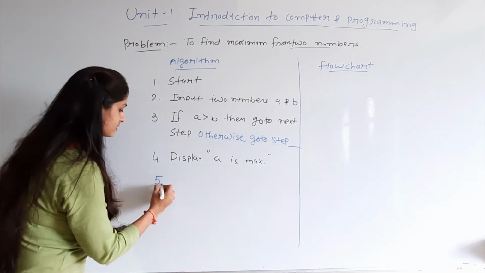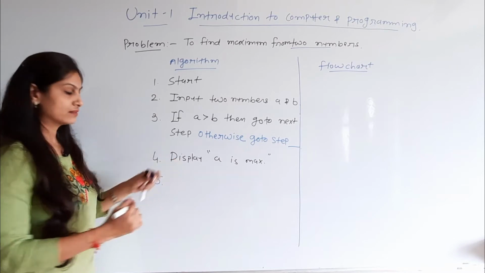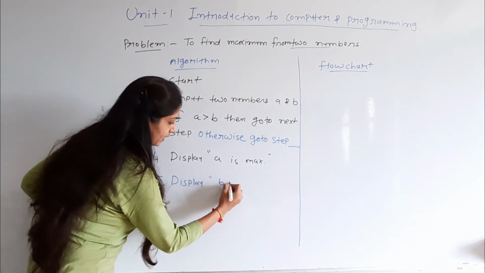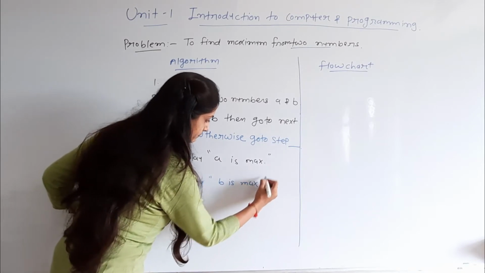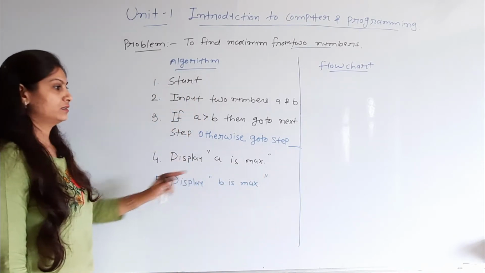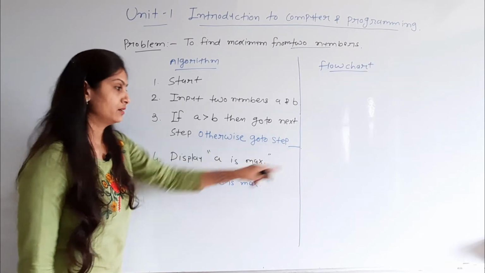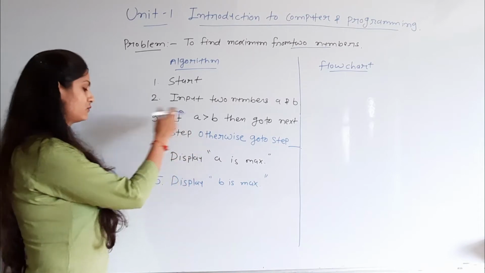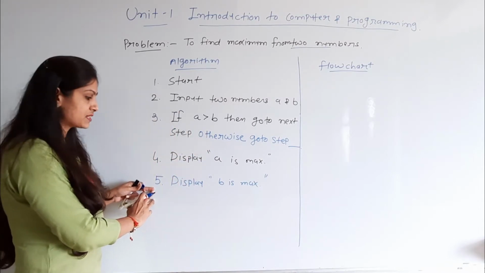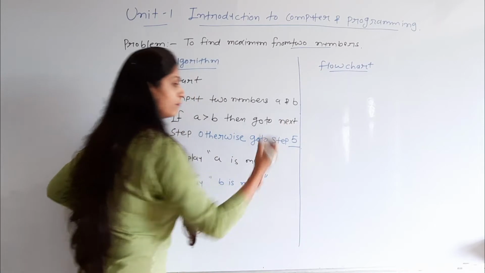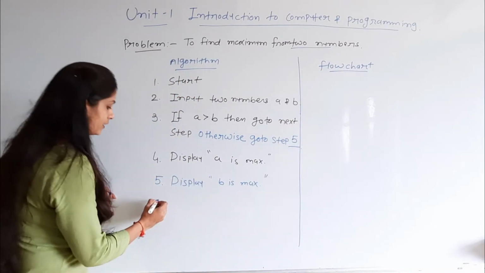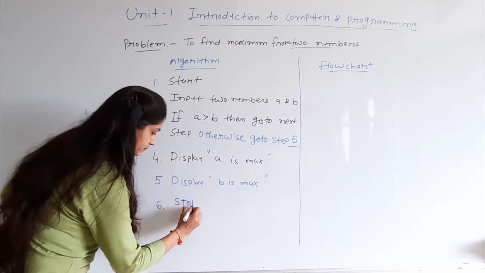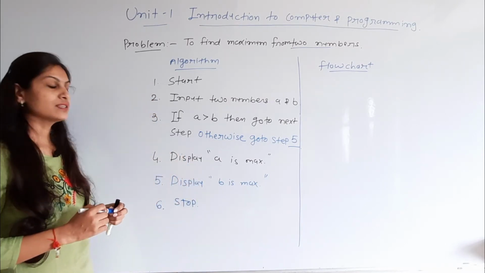Now write the fifth step. If A is not max, then obviously we are writing what? Display B is max. So now you have a step number here. Which step we have to jump to? Otherwise, that is in a false case, we have to jump directly to the fifth step. So here write down the step number, that is 5. Now last step is always stop.